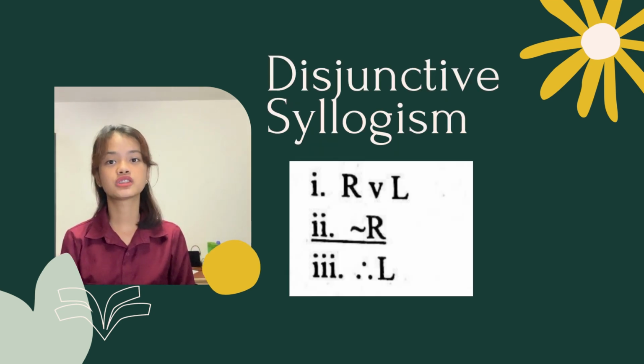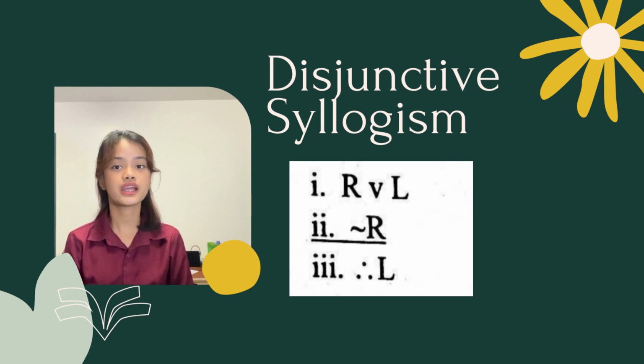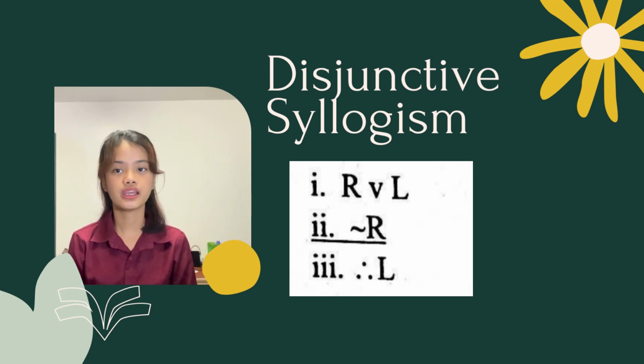The argument structure for disjunctive syllogism is as follows. First, either A or B. Second, not B. And for our conclusion, therefore, A. Or it can be the other way around. First, either A or B. Second, not A. So sa conclusion, therefore, B.